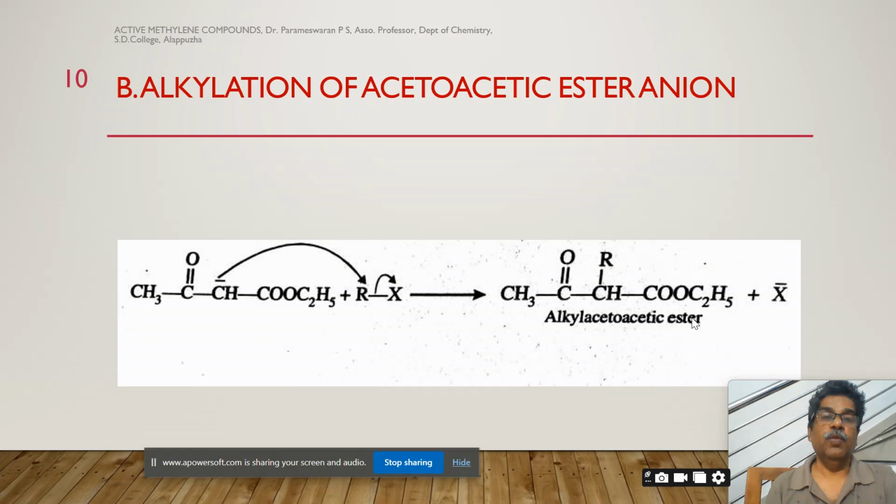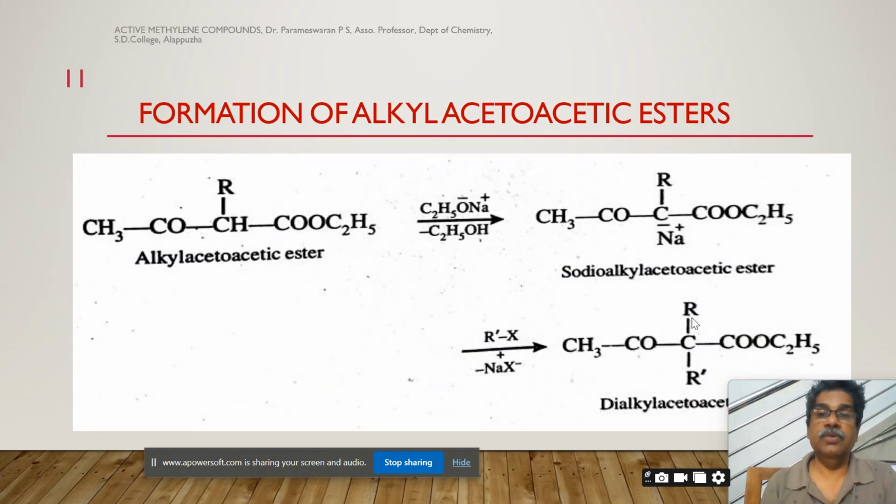That means when ethyl acetoacetic ester is treated with sodium ethoxide followed by an alkyl iodide, just like methyl iodide or ethyl iodide, it is converted to alkyl acetoacetic ester. The next one, formation of alkyl acetic esters.